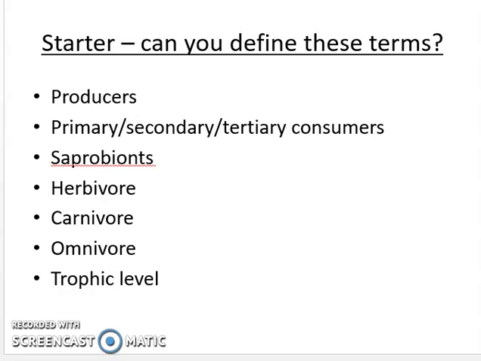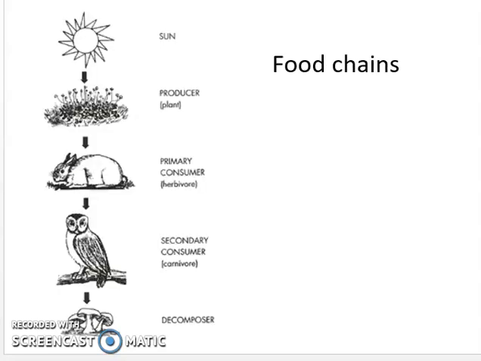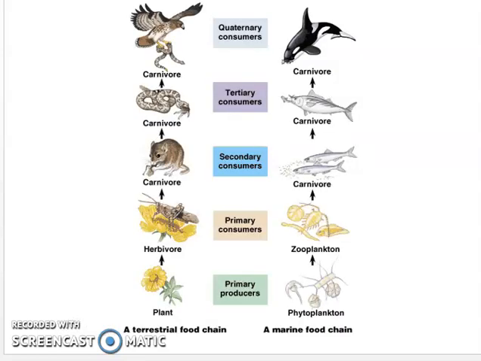Okay, so hopefully you know what all these are. I shall go through them with you. The first one on the list was a producer. So we have a producer, a primary, secondary or tertiary consumer. Saprobionts isn't on this diagram. Herbivore, carnivore, omnivore and trophic level were the different terms I put on that original slide. So we'll start off with producers.